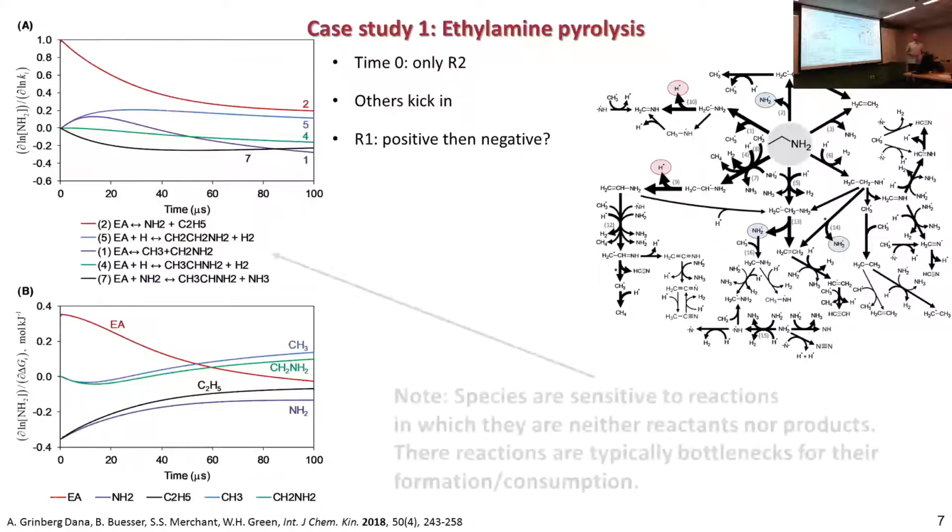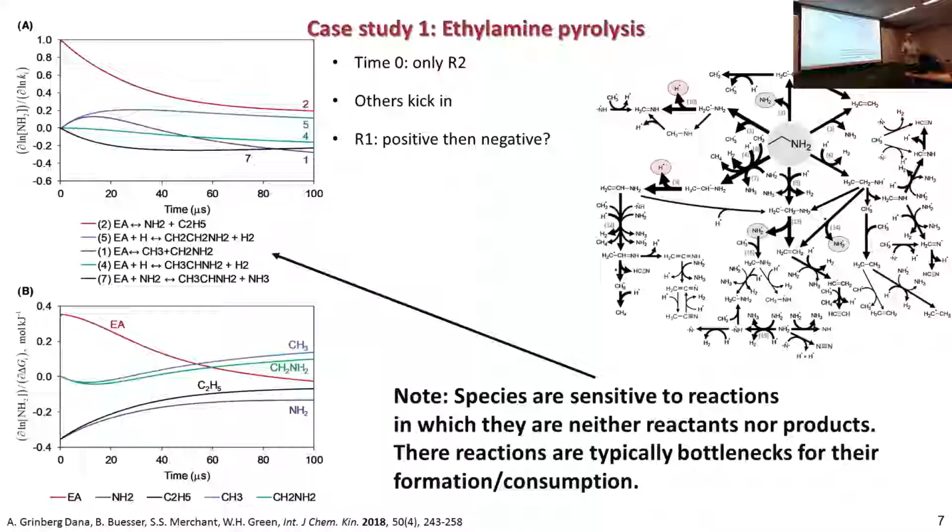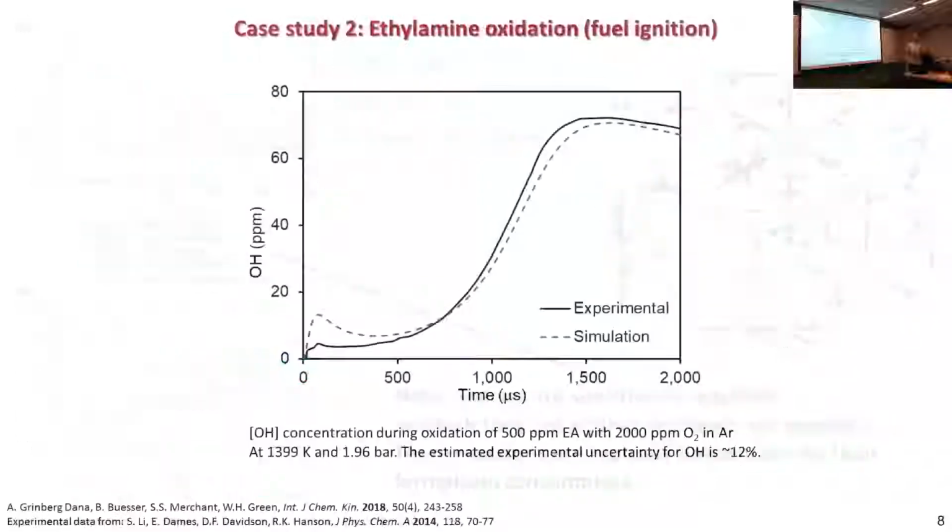All right, last note, we already noted that we can conclude many of the reactions we're sensitive to do not include the observable we care about, and typically there are bottlenecks for the formation or consumption of the species we care about. Great. So that was case study 1, the first example.